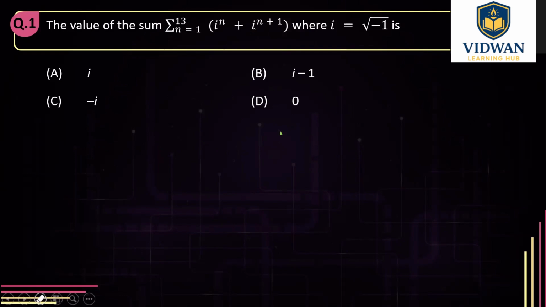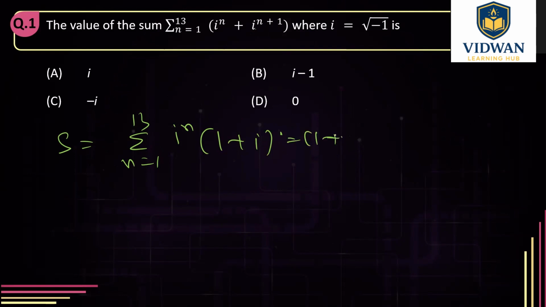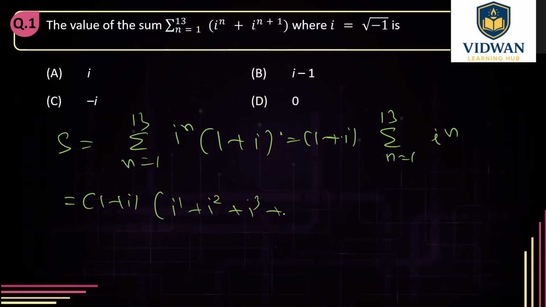Let us take i power n common, with n equal to 1 to 13. If I take i power n common, inside you'll get 1 plus i. Since in sigma only n is changing, 1 plus i can be taken out. You can just write that as sigma i power n, n equal to 1 to 13, and 1 plus i was removed already, i power n is remaining. So that is same as 1 plus i into, if you write down the powers now, i power 1 plus i power 2 plus i power 3 plus i power 4 and so on up to i power 12 plus i power 13.